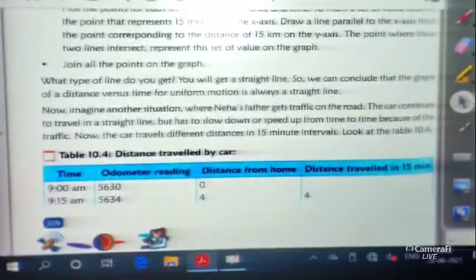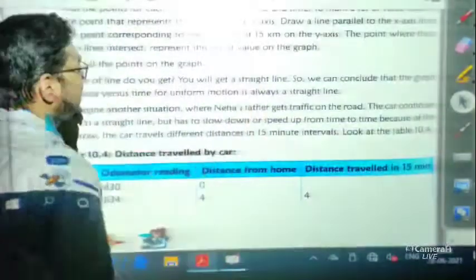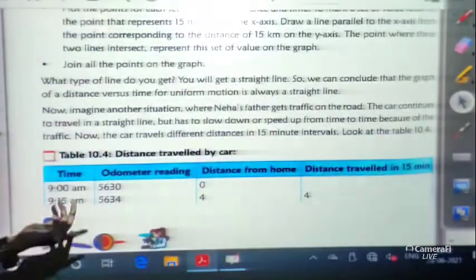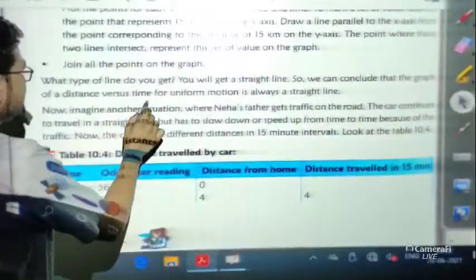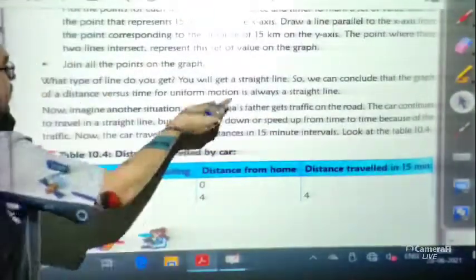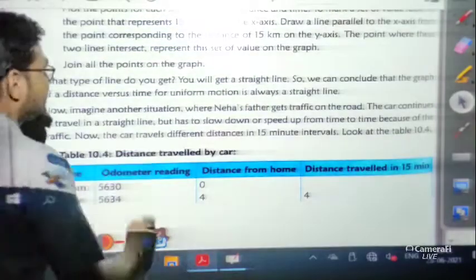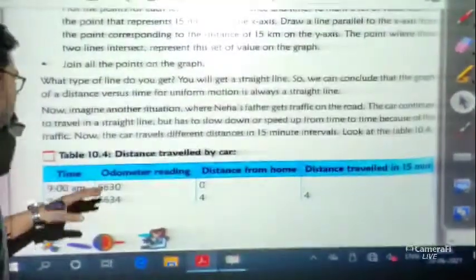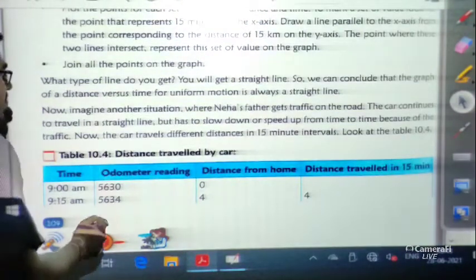So basically what type of line will we get? You will get a straight line. So what can we conclude? We have already discussed that the graph of distance versus time for uniform motion is always a straight line. Now imagine another situation. Another situation means one more table and one more graph will be there. So let us find out what the other situation is.